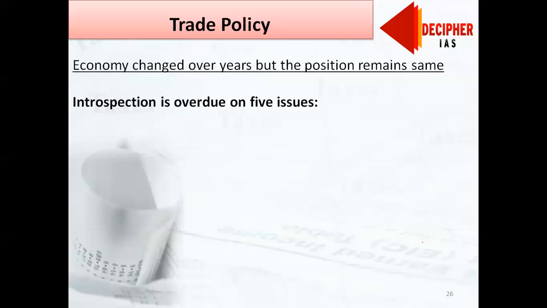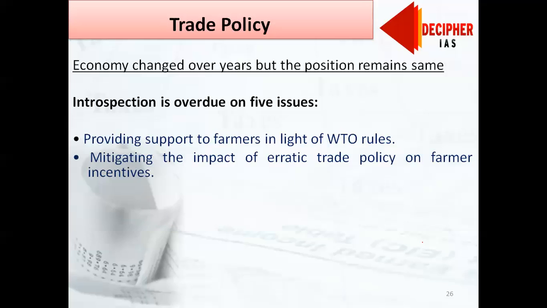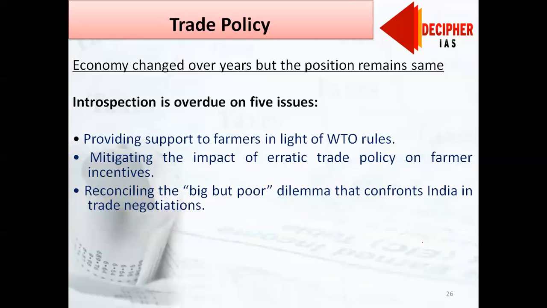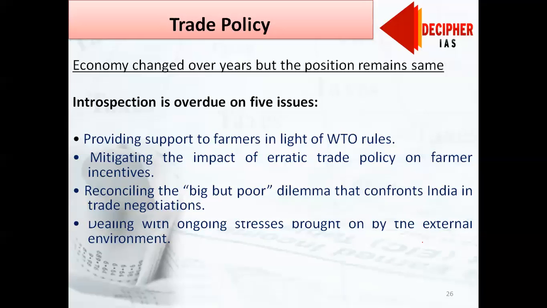So now we will take these issues one by one. The introspection is needed on 5 issues. First one is providing support to farmers in light of the WTO rules. The second one is mitigating the impact of erratic trade policy on farmer incentives. The third one is reconciling the big but poor dilemma that confronts India in trade negotiations. Fourth one is dealing with the ongoing stresses brought on by the external environment. And fifth one is engaging more broadly with the world on trade.